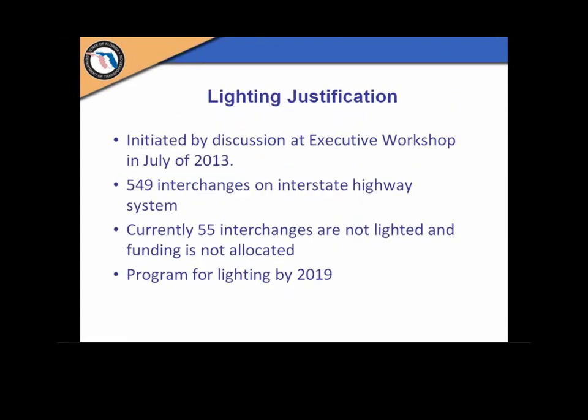This is another change that was made last year. It was initiated at a discussion at the executive workshop in July of 2013. The discussion came about with, what is the state's policy on interstate highway interchanges as far as lighting is concerned? We got to analyzing these interchanges and found that there's 549 interchanges on the interstate highway system. Of those 549, 55 of those interchanges are not lighted, or there's no funding allocated for lighting. There's actually more that's not lighted than 55, but they're already funded to light them.